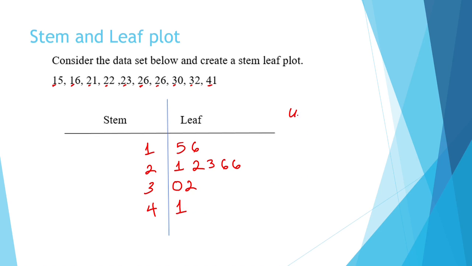In this case, our leaf unit is equal to 1. That means this number on the leaf side represents the ones place. So the reader knows 1, 5 represents 15.